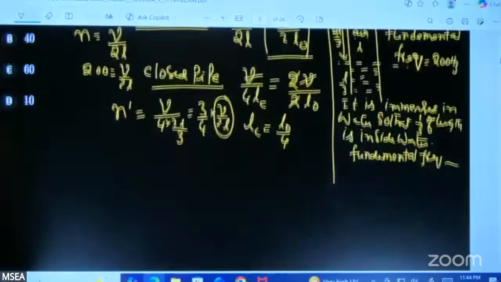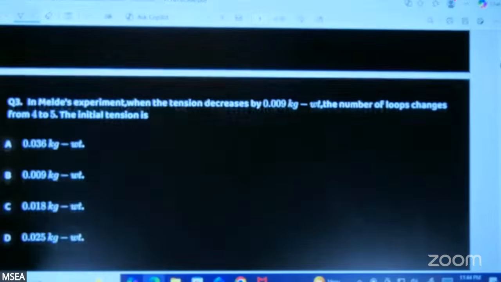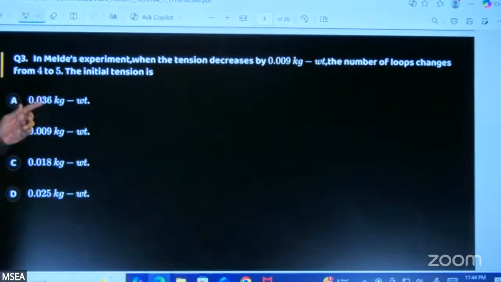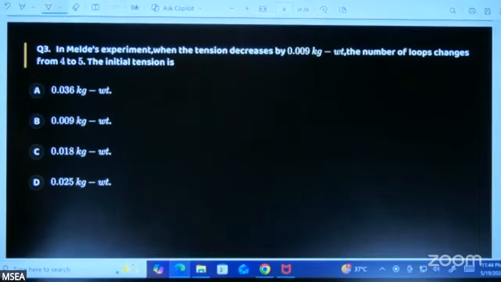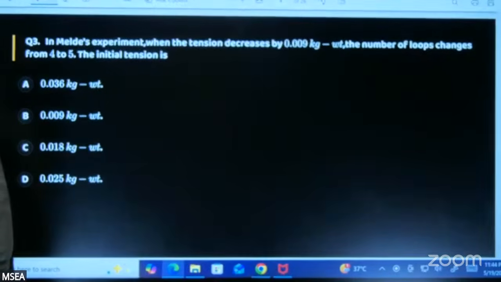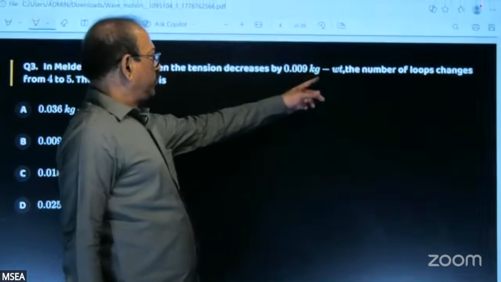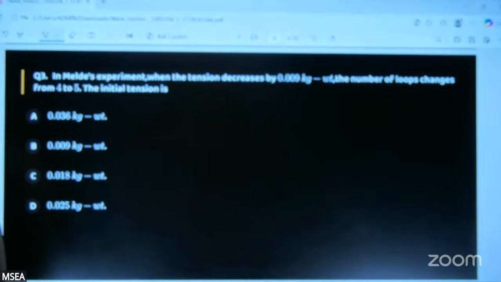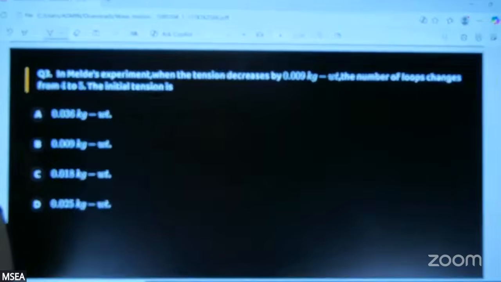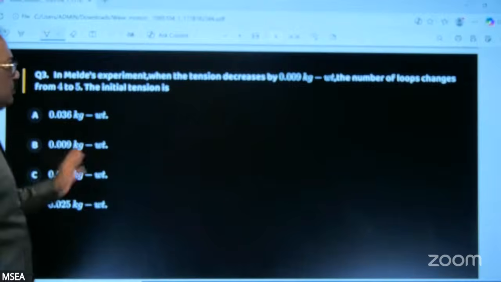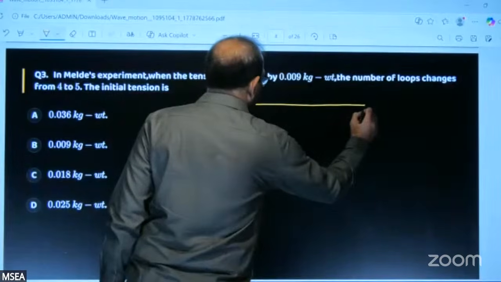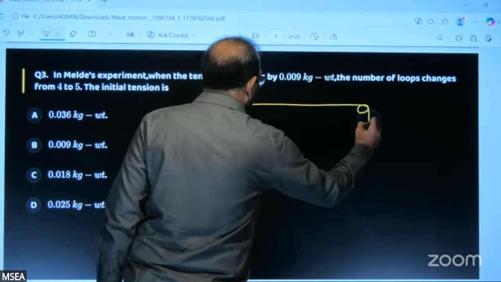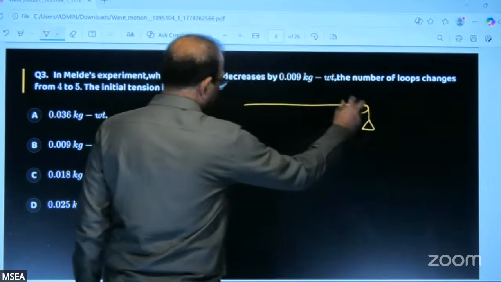Let us move into the next problem. In Melde's experiment, when the tension in the string decreases by 0.009 kg weight, the number of loops changes from 4 to 5. The initial tension is dash. Melde's experiment means one stretched string will be there and a weight hanger to create tension.